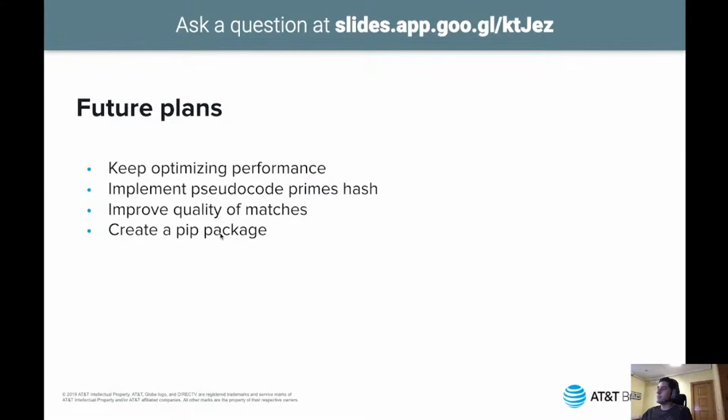As for future plans, because the work on this project is far from over, in the near future I plan to keep optimizing the performance. I would like to match the performance of the IDA version. There's also a missing feature. The IDA version of the script obtains about 42 or 43 indicators for each function, and there's one missing in the current Radare version, which is the pseudocode primes hash.